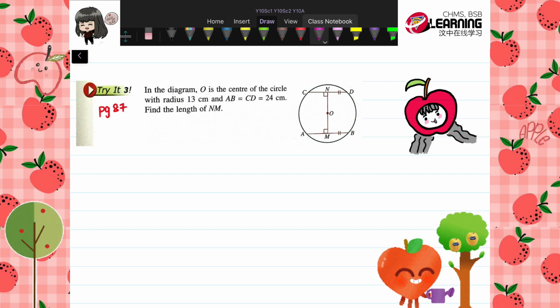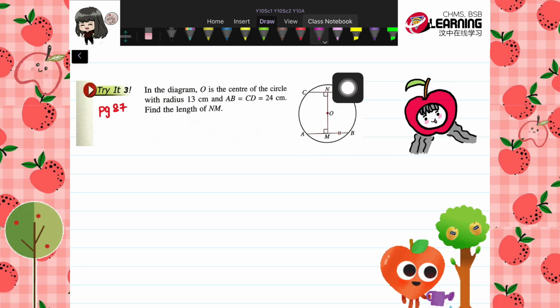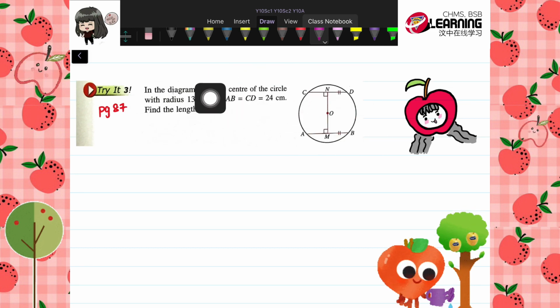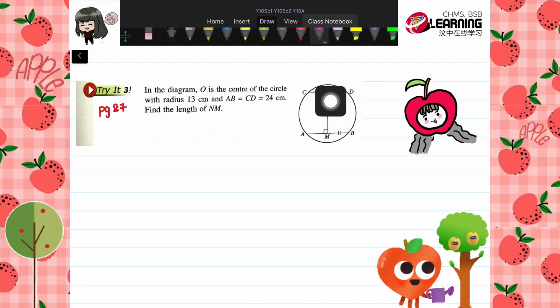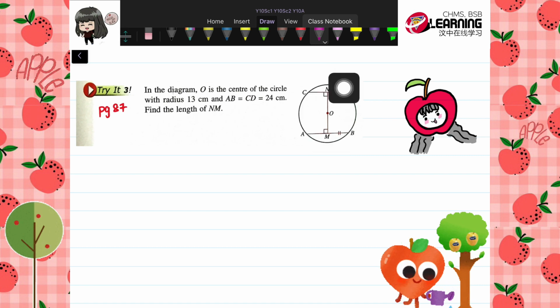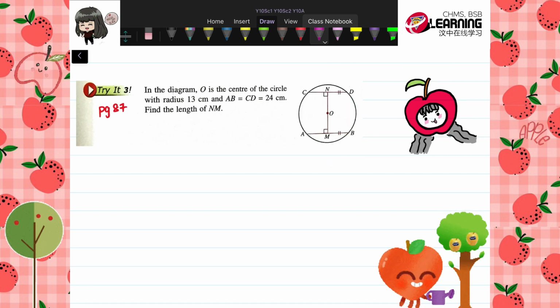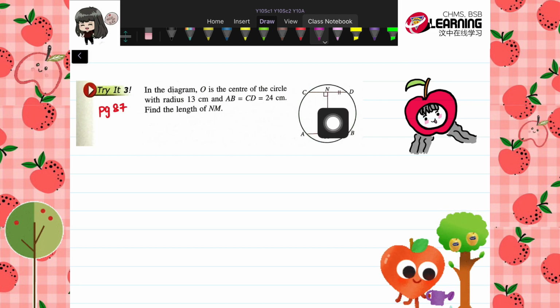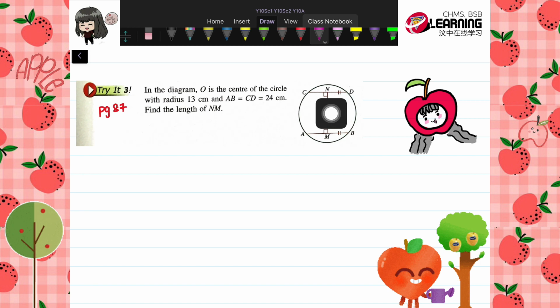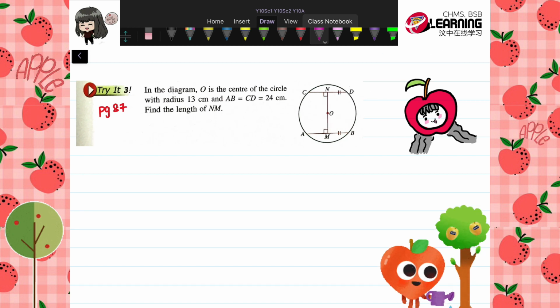And AB equals CD equals 24. So AB and CD, these two chords, are the same length. This part over here tells you that these two lengths are the same, and the radius is 13 cm. Find the length of NM. So OM is a perpendicular distance. ON is also a perpendicular distance, and they are the same according to your second theorem. This and this will be the same.